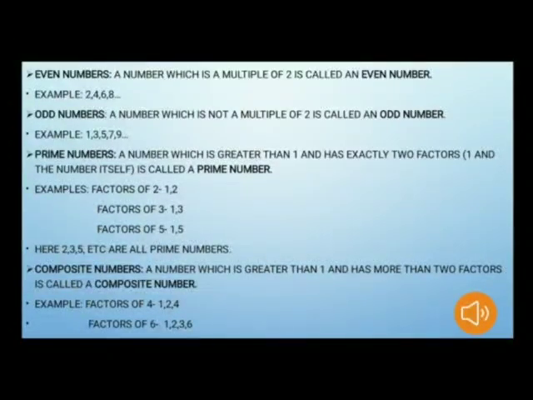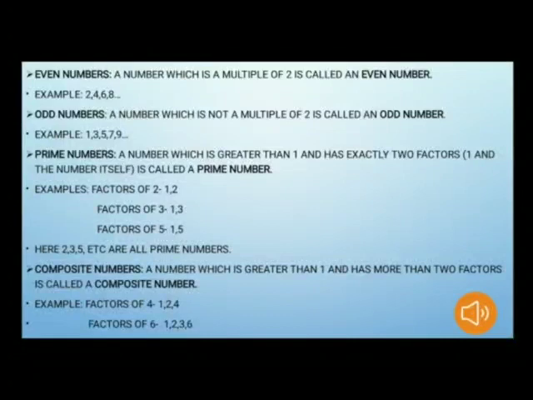Odd numbers. A number which is not a multiple of 2 is called an odd number. Or you can say numbers which are not perfectly divisible by 2 are odd numbers. Thus, numbers with 1, 3, 5, 7 or 9 at one's place are odd numbers. For example, 1, 3, 5, 7, 9 and so on.